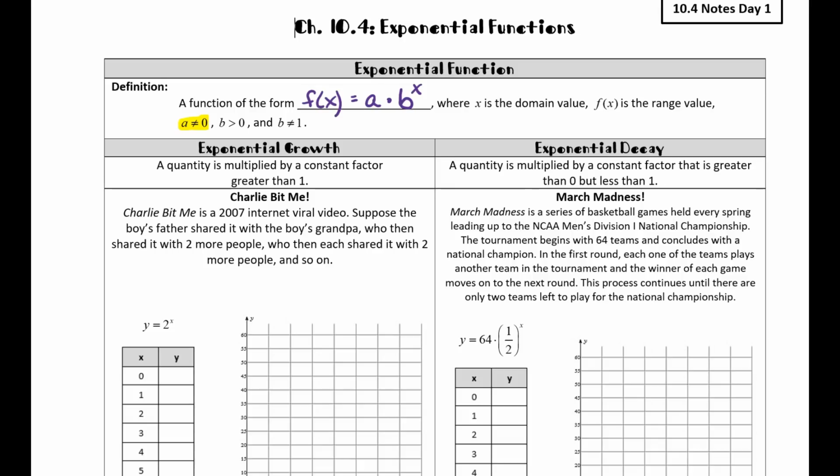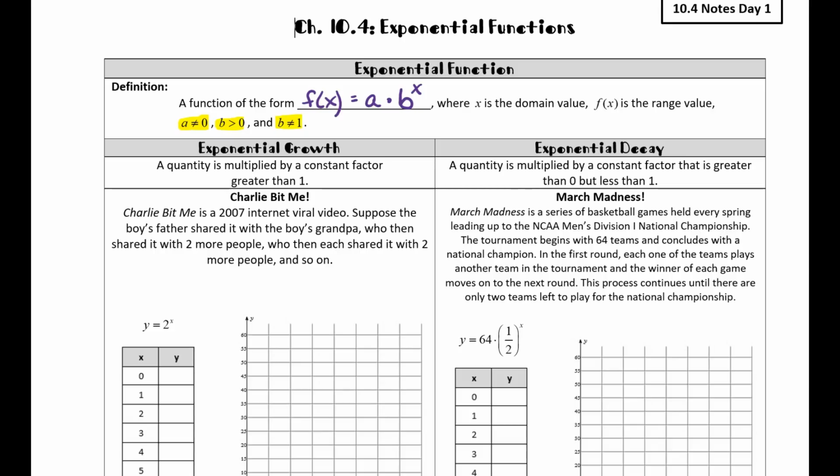because 0 times any base to any power is always going to equal 0, which would give us a horizontal line on the x-axis. Our second stipulation is that b has to be greater than 0. This means it cannot equal 0 or be negative. And again, if it was equal to 0, that would create an issue, as powers of 0 would equal 0, or it would be undefined if you try to plug a negative power in. And same thing with a negative base.